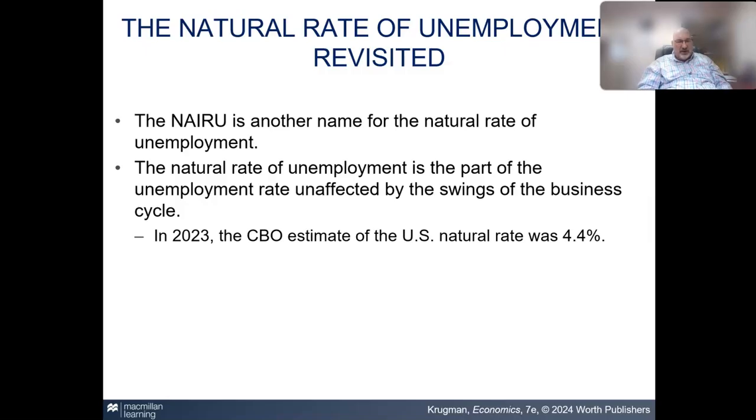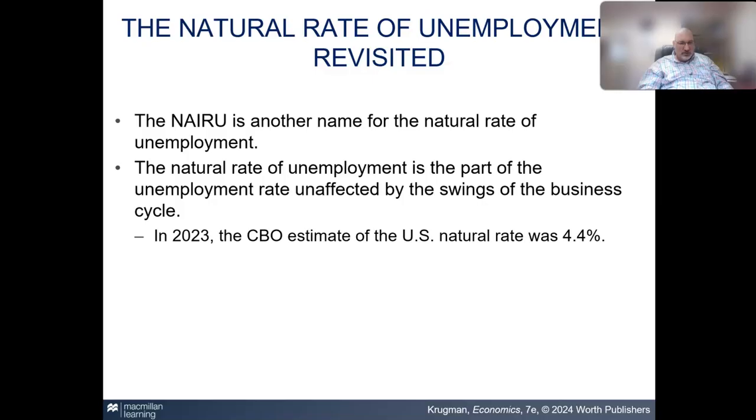NAIRU is another name for the natural rate of unemployment, which runs between 4 and 6%. The natural rate of unemployment is the part of the unemployment rate unaffected by swings of the business cycle. So that is just frictional plus structural unemployment. If you remember back, this was way early in module 2, by the way. So it's way back there. All of this is connected.